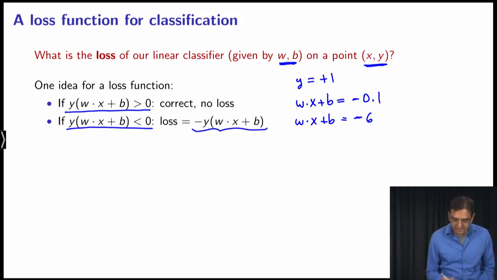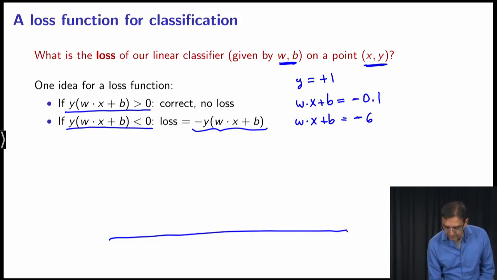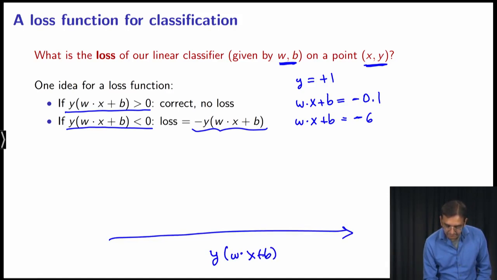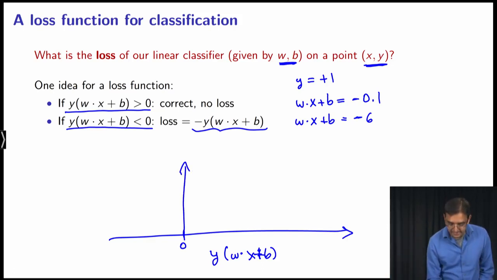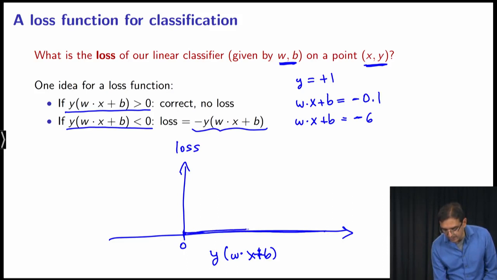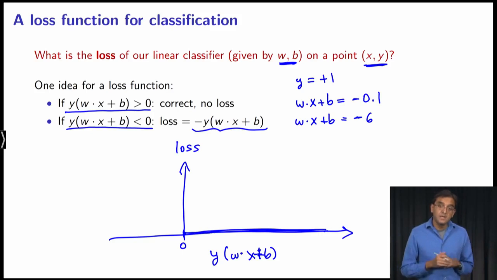So here's a picture of the loss function. Over here, I'll draw the possible values of y times (w dot x plus b). And we want this to be positive. So we'd like this to be on this side of 0. And now let's look at the loss. I'll draw that on the y-axis. So if we classify the point correctly, then our loss is 0. Then we lie along this line. No loss at all, we're correct. If we are wrong, then our loss looks like this.